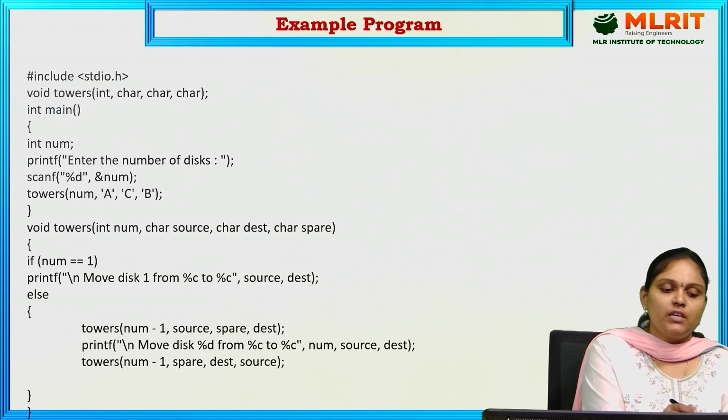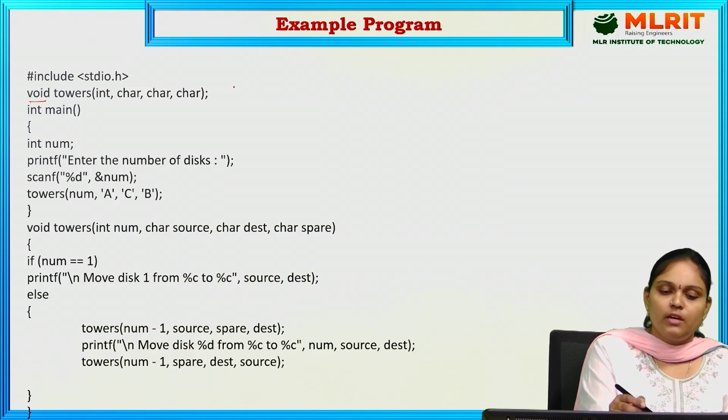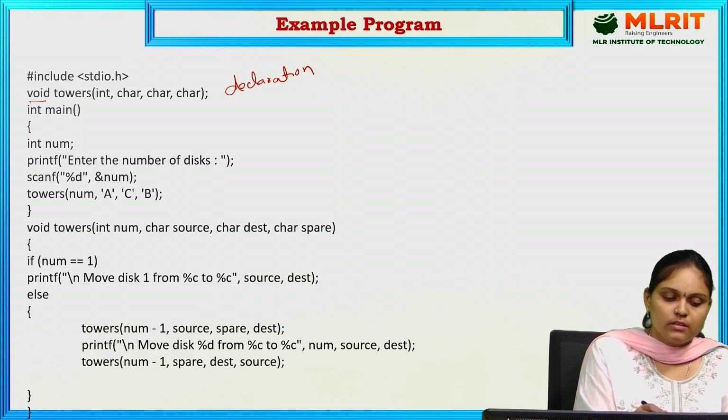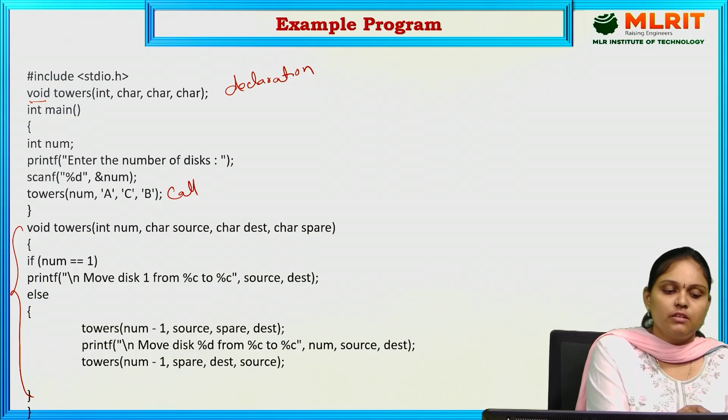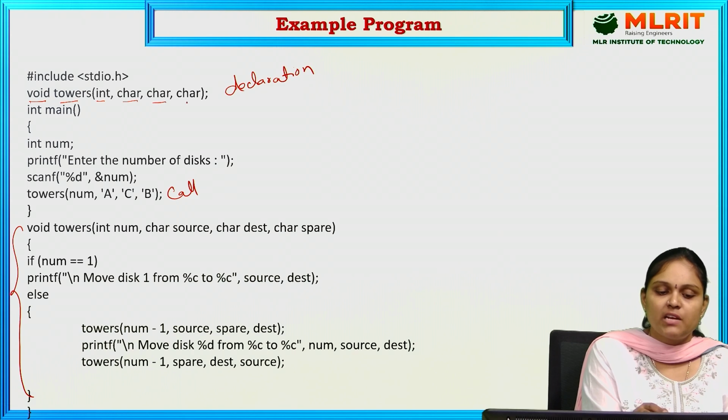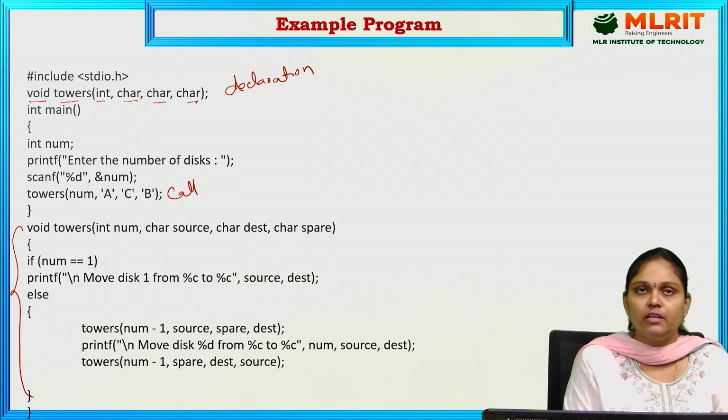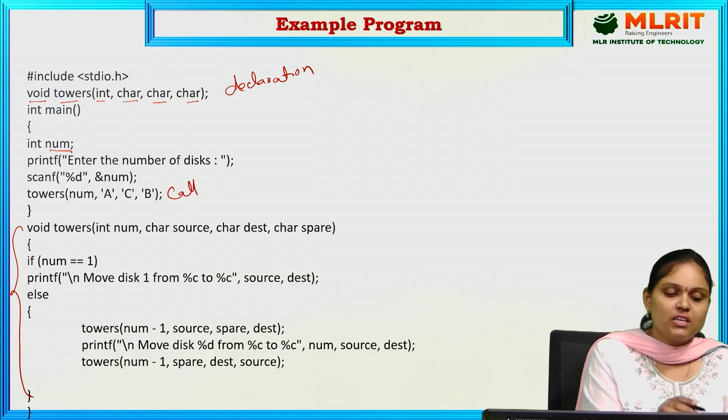So here we are taking the return data type as void, and this is a function declaration. This is a function call, and this is a function definition as we know. Its return data type is void, the name of the function is towers, and here how many parameters are we passing? 4 parameters. One is an integer and the rest of the 3 parameters are character values. And inside the main function we are asking for the n value.